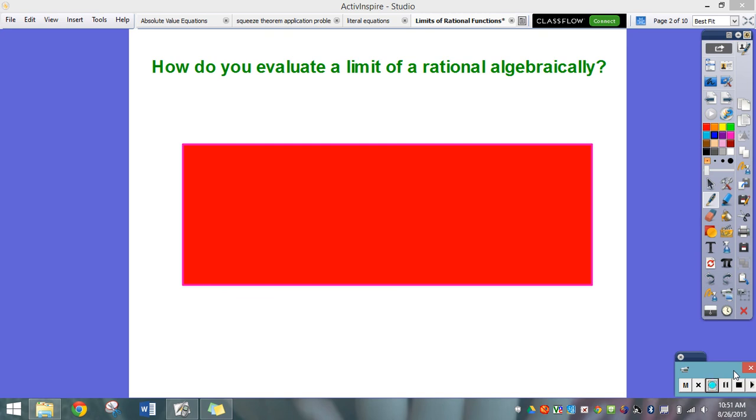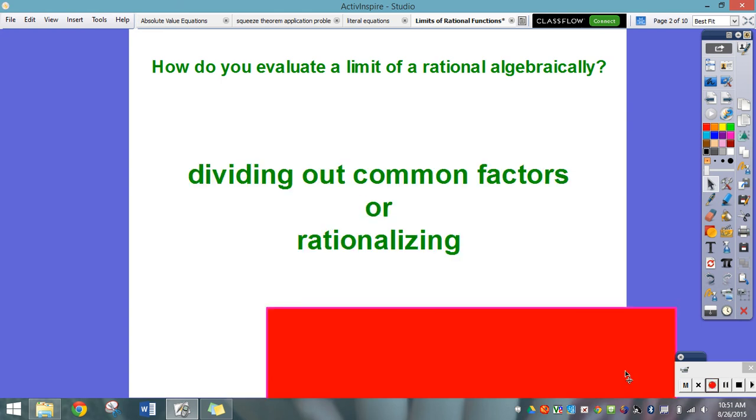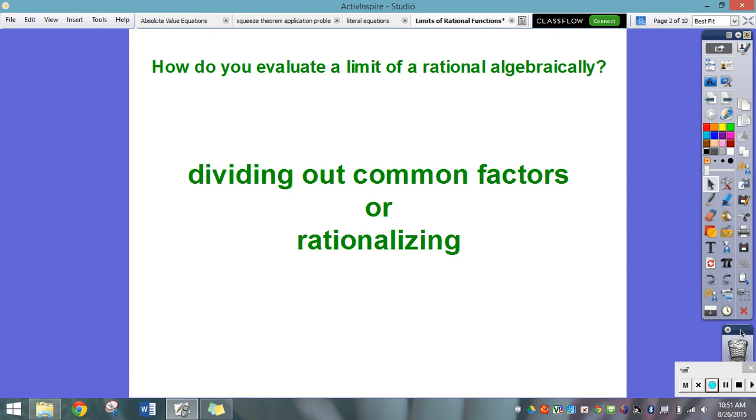algebraically. So what we've looked at already is limits where, when I use direct substitution, I get a value. But what about those rational functions where, if you were to find the limit using direct substitution, you get an undefined value, for example, 0 on the bottom? And so you have two options that you can try in that case. They are to divide out common factors or to rationalize. So depending on what your rational function is, these are two ways that you can simplify the expression in order to find out what the limit is.